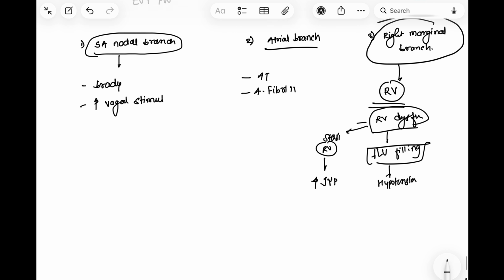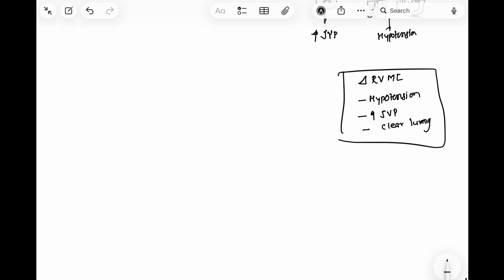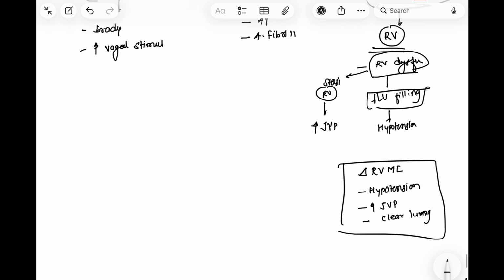So there is a triad of right ventricular MI, and it is hypotension, then raised JVP, and the third one is clear lung fields. So these are the clinical triad of right ventricular MI.